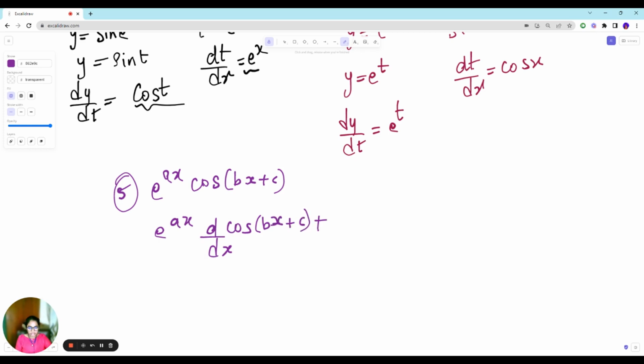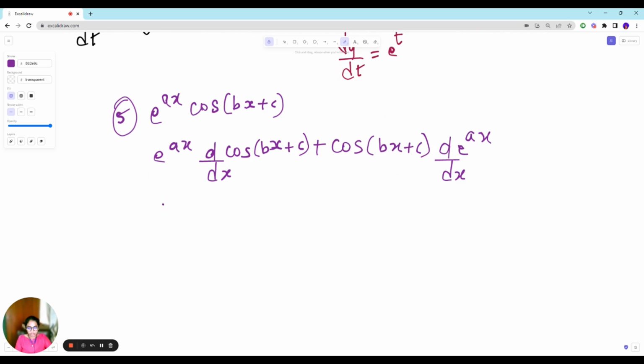Okay, plus cos bx plus c into d by dx of e power ax. Okay, so here it would be what? E power ax. Differentiation of cos is what? Minus sine bx plus c.